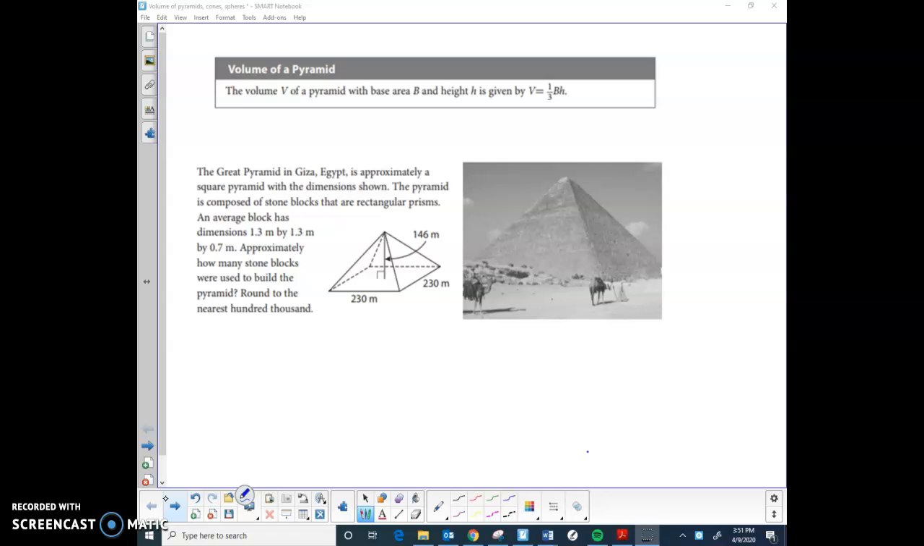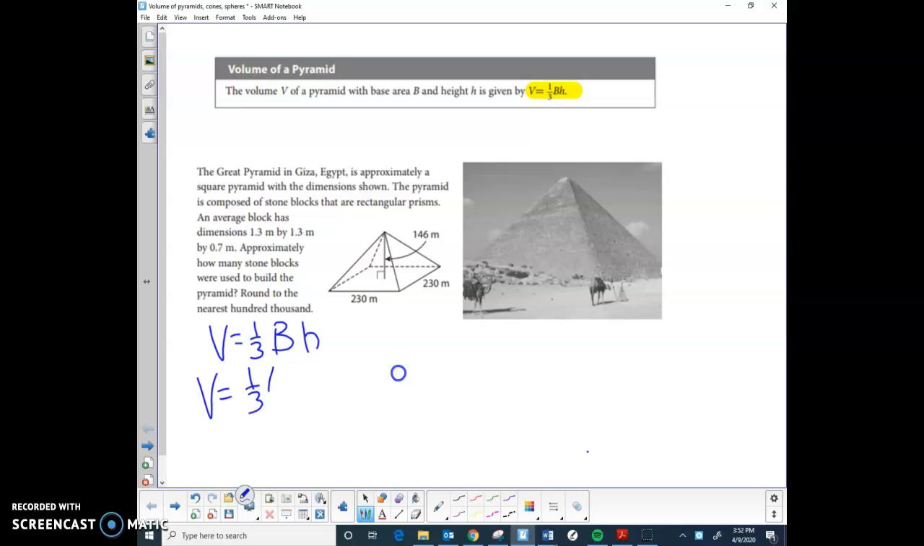So the volume of a pyramid is given to us with this formula: 1/3 base times height, where big B is the area of our base. All right, so how we use this. The Great Pyramid in Giza, Egypt is approximately a square pyramid with the dimensions shown. We want to find not only the volume of the pyramid, but how many stone blocks were used to build the pyramid. So using that formula, volume is 1/3 times the area of the base times the height. We're told that it's square, and we're given these dimensions.